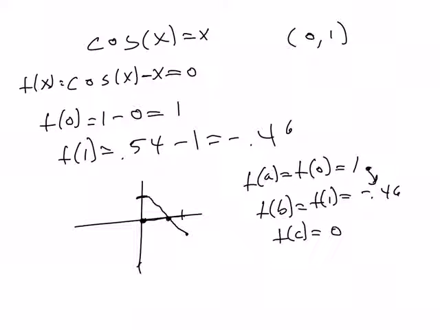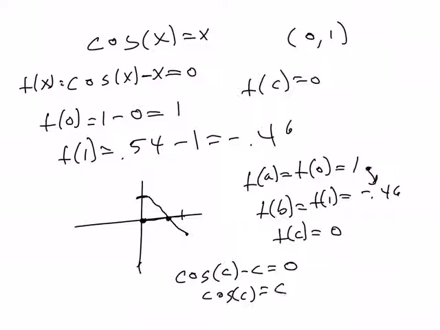So because of that, we can claim that there exists a c such that f of c equals 0, or that cosine of c minus c is equal to 0, or that cosine of c is equal to c, which is exactly what we wanted. We want to show that there is a c such that this is satisfied. Okay, next problem.